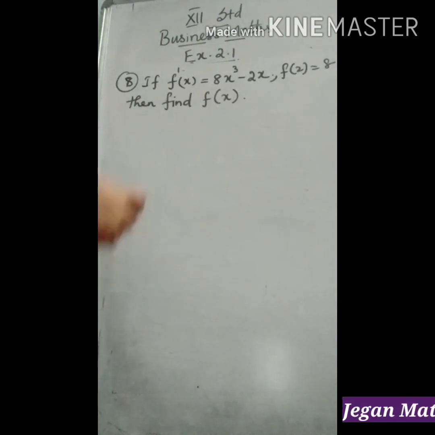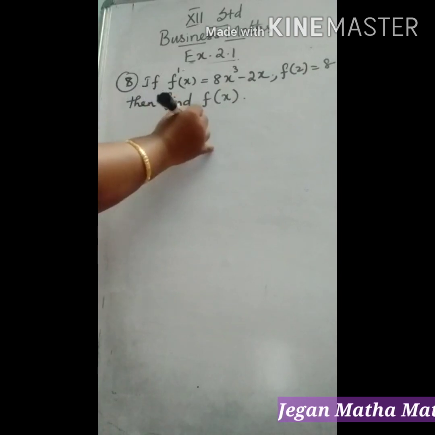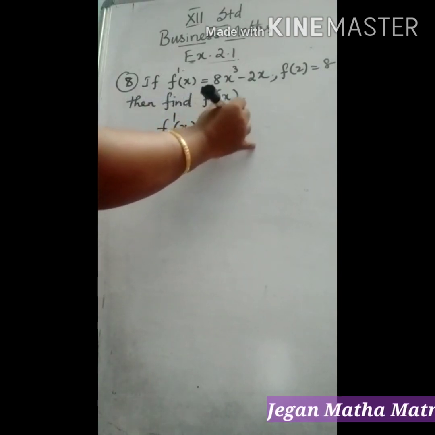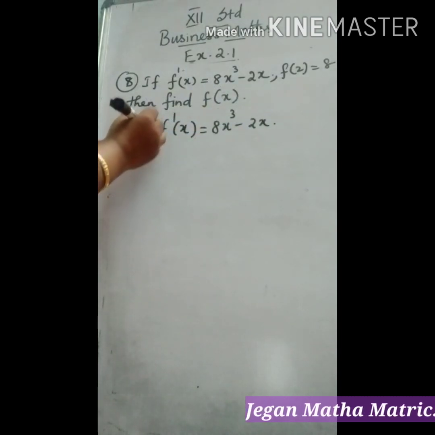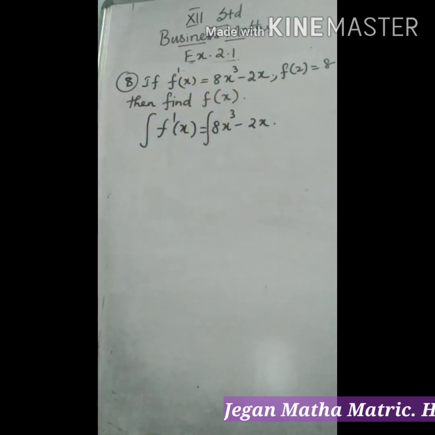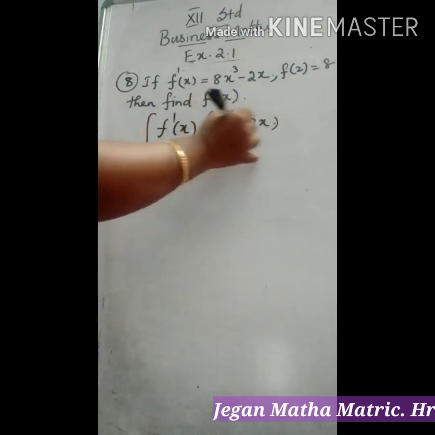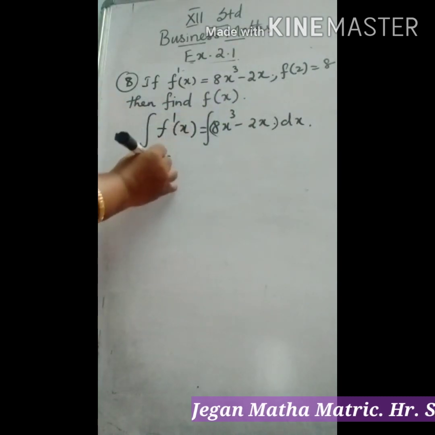The next question: if f dash of x is equal to 8x cube minus 2x, and f of 2 is equal to 8, then find f of x. What is given in the question? f dash of x is equal to 8x cube minus 2x, and we have to integrate this one. f dash of x is equal to the integral of (8x³ − 2x) dx. Integrating f dash of x means we get f of x.